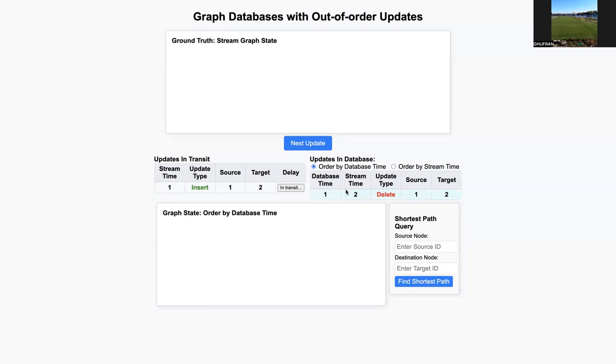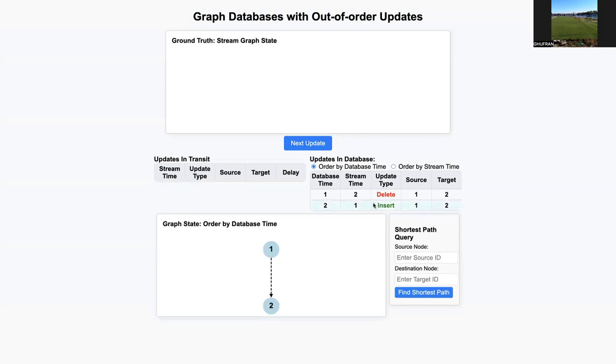On the other hand, our system HAL processes updates in the order they were emitted by the stream, ordered by stream time. When the deletion of edge from vertex 1 to 2 at stream time 2 is moved to the database, HAL does not ignore it. Instead, it places this deletion in our so-called staging area, where it waits for their insertions that may have been delayed.